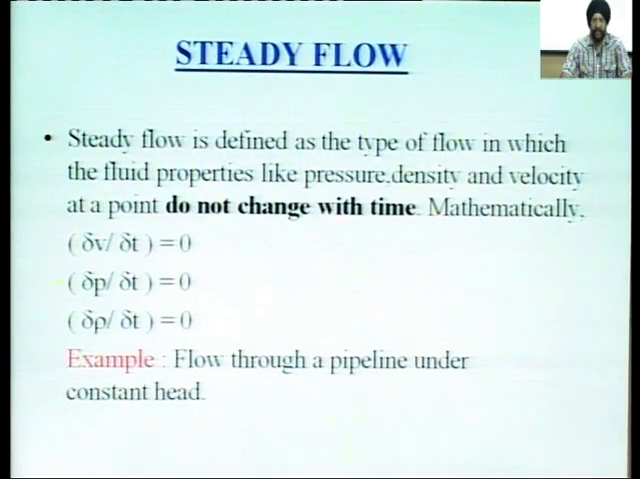Delta P upon delta T is equal to 0. Once again, pressure is not changing. And delta rho upon delta T is equal to 0. The density is not changing. So all these properties are not changing with time. So such type of flow is called steady flow. And one of the examples is the flow through a pipeline under constant head.